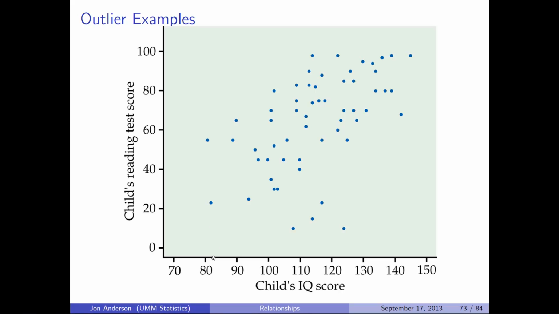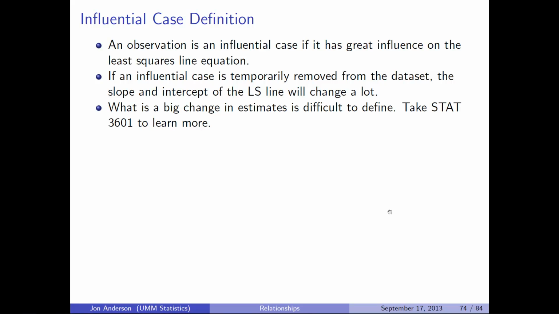This child has a very low IQ and also has a very low test score, but this one's probably not an outlier because it's basically compatible with the message given by the rest of the points. So I hope you'll ask questions about that if you don't understand that.